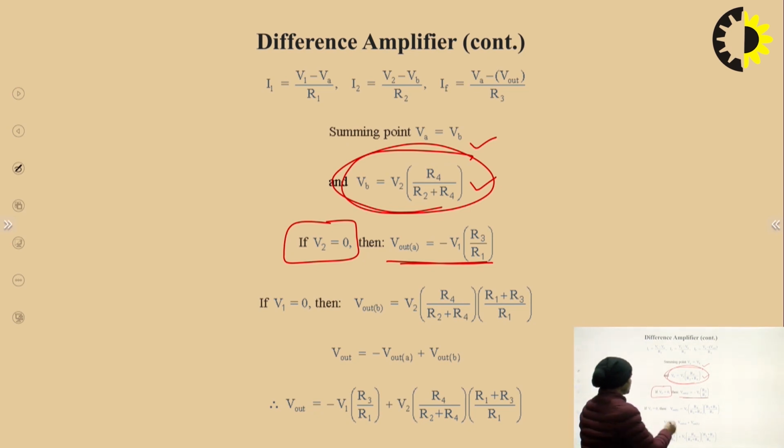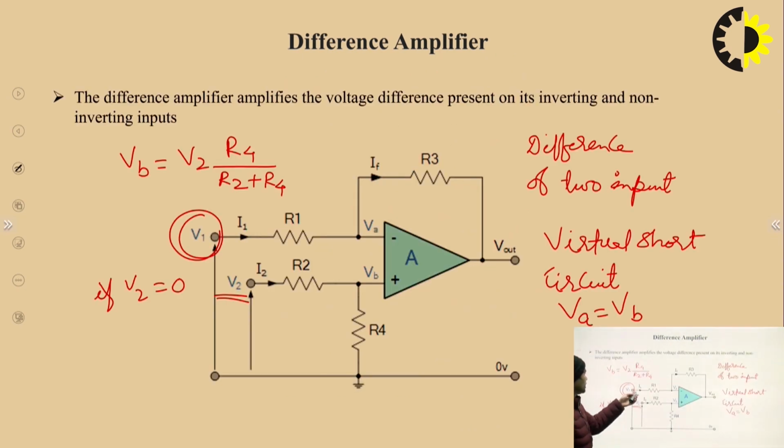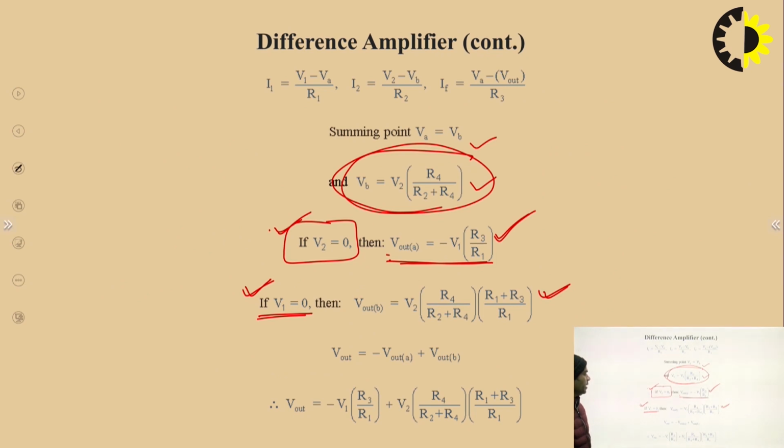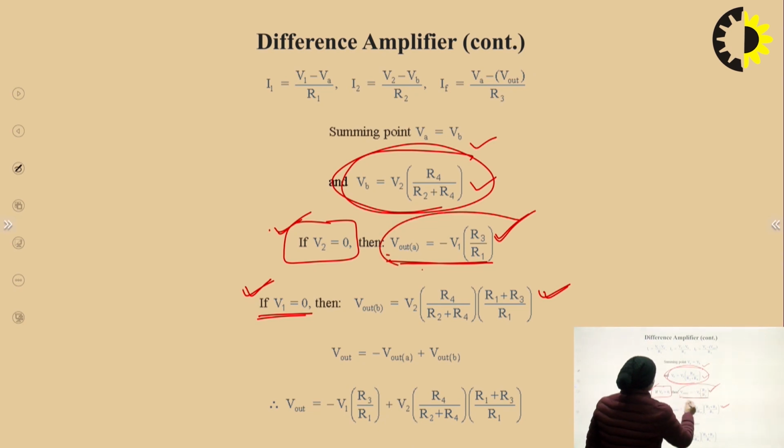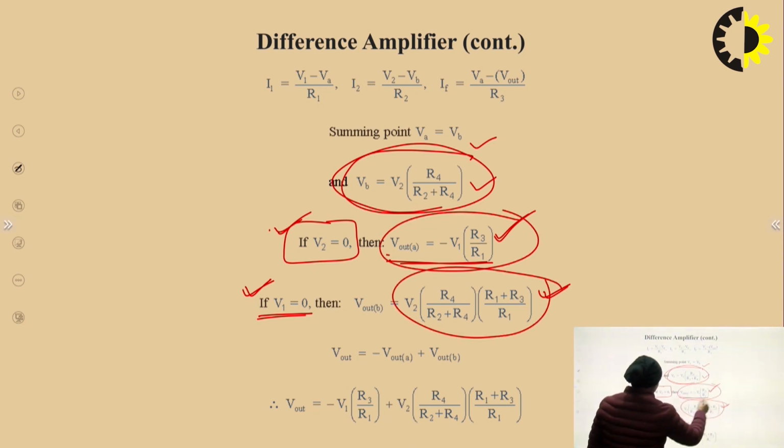Now, these are the two inputs. One is this, when we are considering V2 is equal to 0. The second one is when we are considering V1 is equal to 0. And we are getting the corresponding outputs like this, V output A and V output B. Now the final output by considering both V1 and V2 will be the summation of the two individual outputs. So the two individual outputs are this and this. Let us add these two.